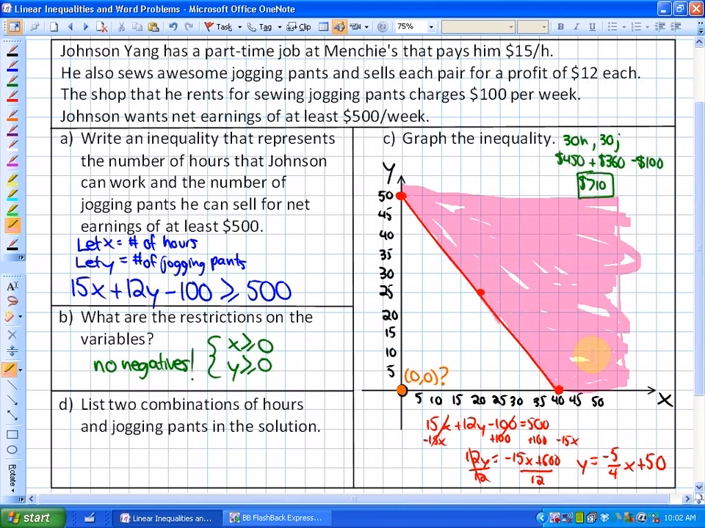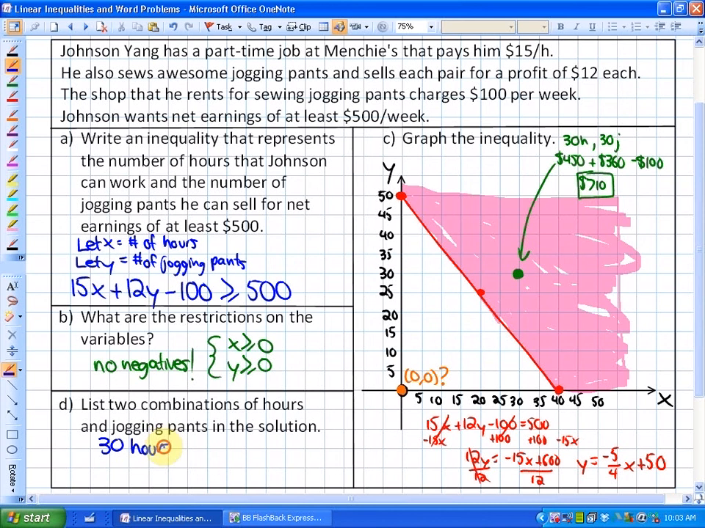And as you can see, the coordinate that we talked about at the beginning, 30 and 30, does exist within the solution region. That point is right here. Part D says list 2 combinations of hours and jogging pants in the solution. Well, you can see we have one there, so I'm just going to use that one.